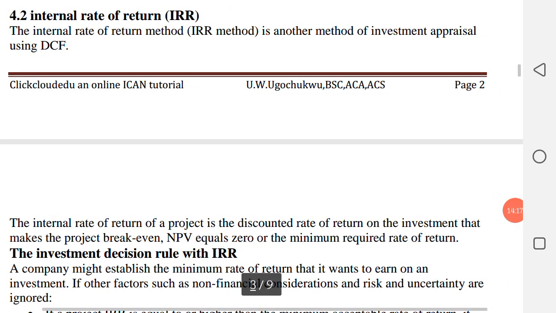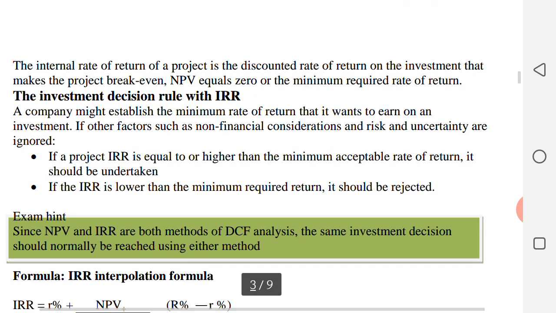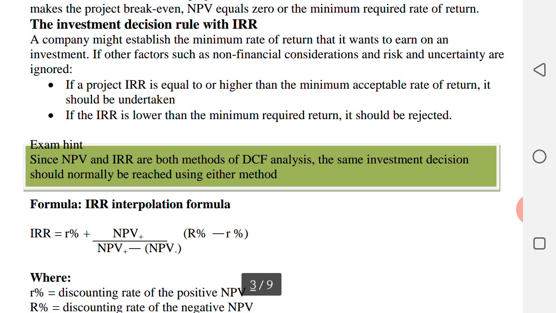Now let's look at IRR. IRR is the internal rate of return method. It's another method of investment appraisal using DCF. The internal rate of return of a project is the discount rate that makes the project break even, in which you neither make a loss nor make a profit.